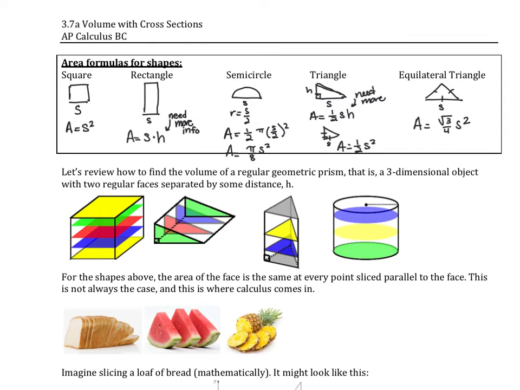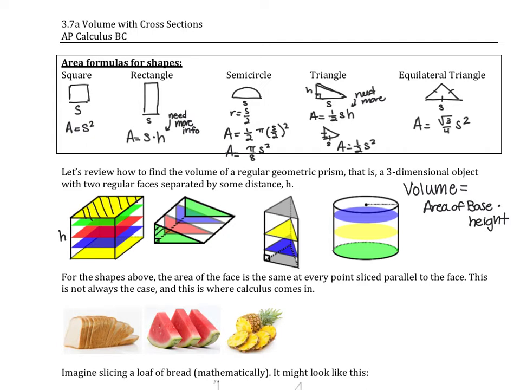So when we talk about finding the volume of these, the way we've done it in the past is we said our volume for any of these is the area of the base times the height of the object. So the area of the base, for example, in this rectangular prism, we would take that area and multiply it by the height of the object. The height is what connects the two areas, or the two bases.